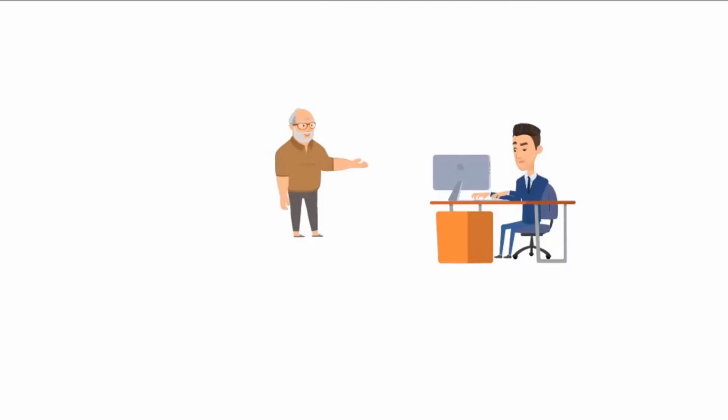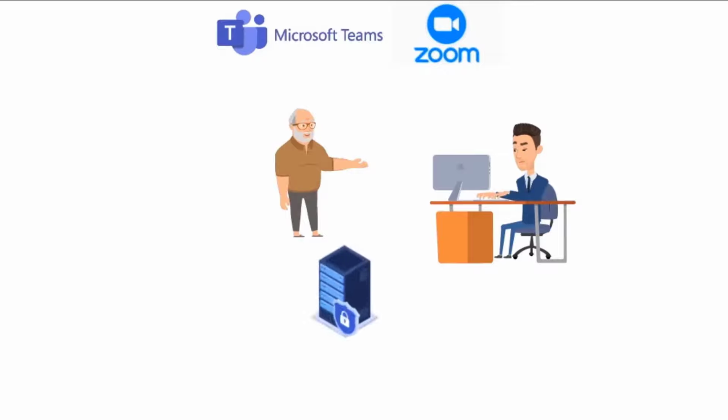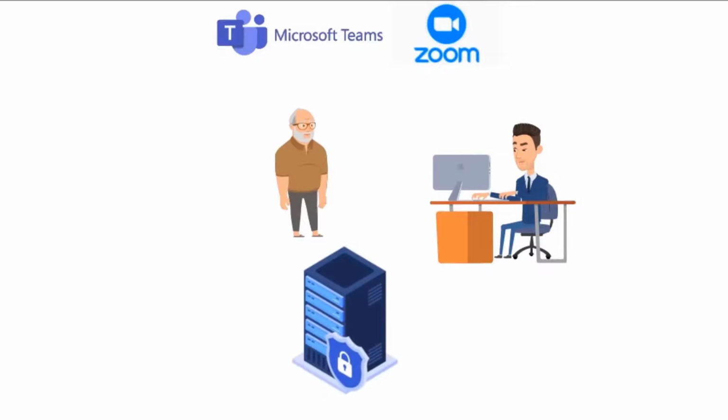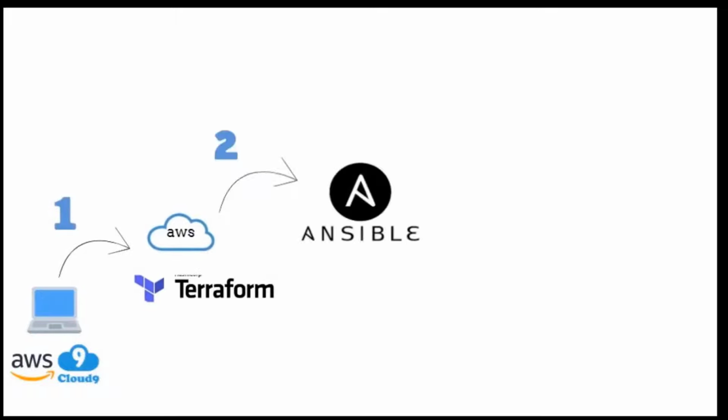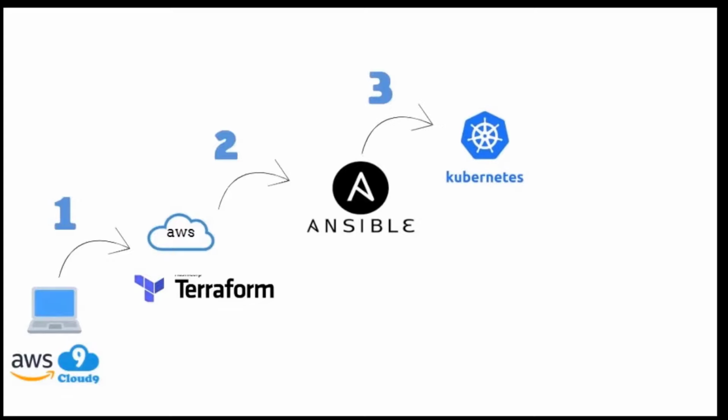Suppose your client has asked for a team collaboration platform to be set up on their own cloud server for security and privacy reasons. To make this happen, we will go through several steps. First, we will use Cloud9 service, which you can think of as your own laptop. Then we will use Terraform to create our virtual server and use Ansible to configure them. Once the Kubernetes cluster is set up, we will deploy and launch our application.